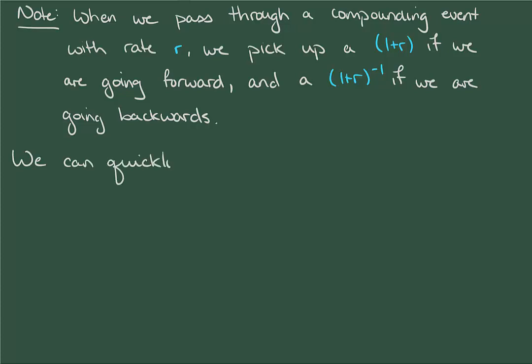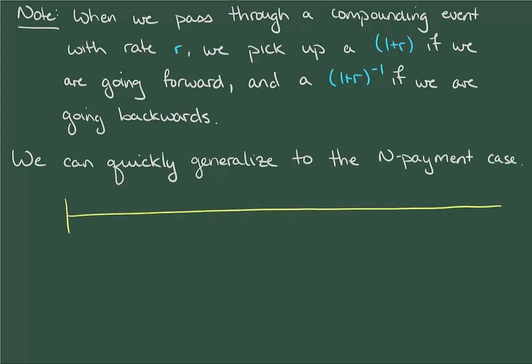Now immediately, let's just generalize this to the end payment case. Last time we had done this in a separate video, but let's generalize to the end payment case. The easiest way to do this is let's draw a nice big diagram here. I'm going to draw in, let's say, 4 compounding events, and let's say they all compound at a rate R.